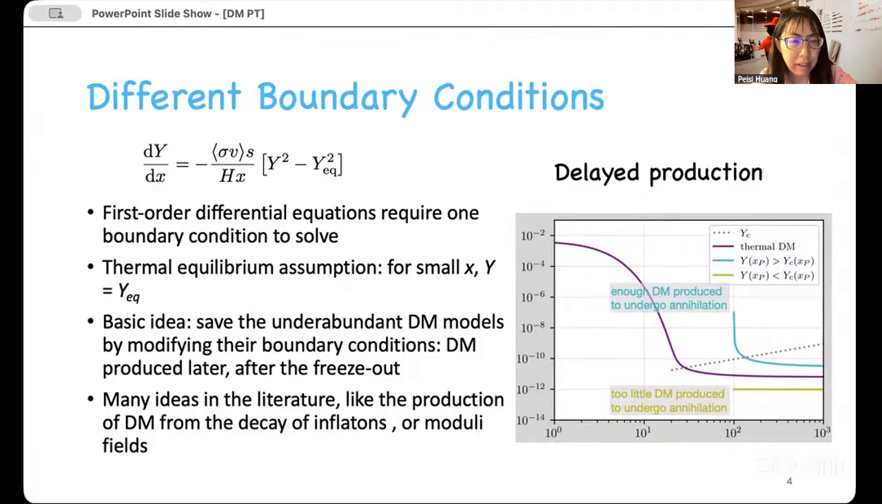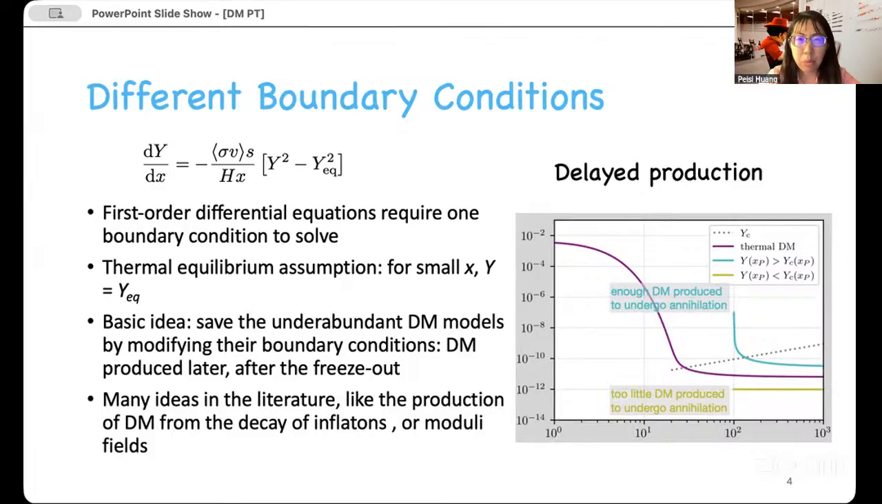So the basic idea here is that we want to save those underabundant dark matter models by modifying their boundary conditions. So we have the dark matter produced later, after the freeze-out. This idea has been explored in the literature, often referred to as delayed production. So the idea is the dark matter does not exist early on, but it is produced by the decay of some heavy particles like inflatons or moduli fields.